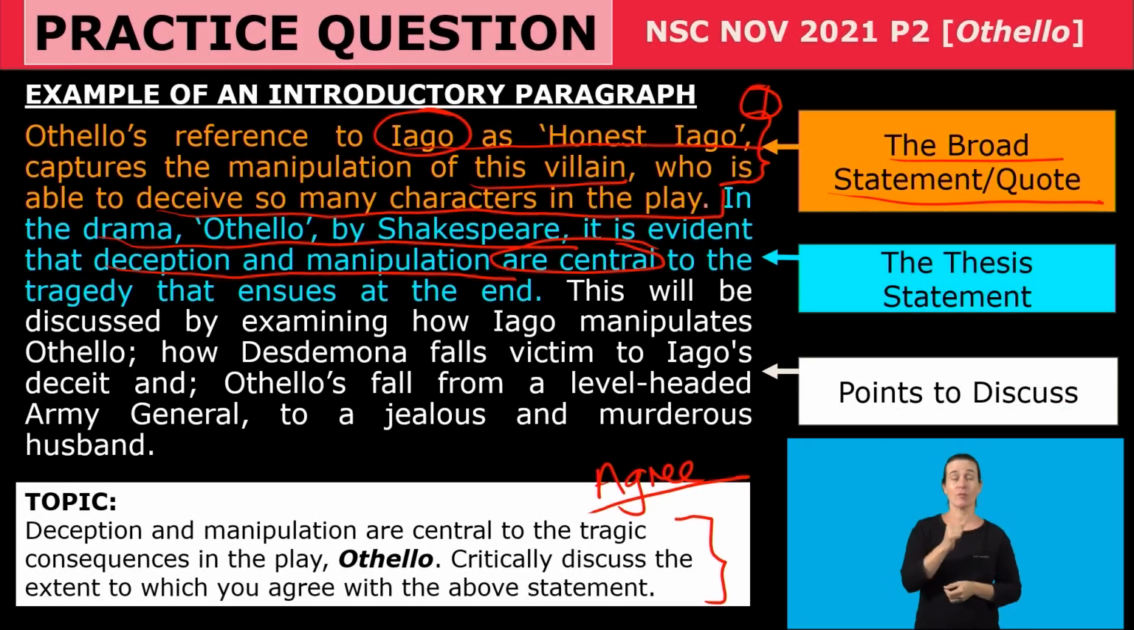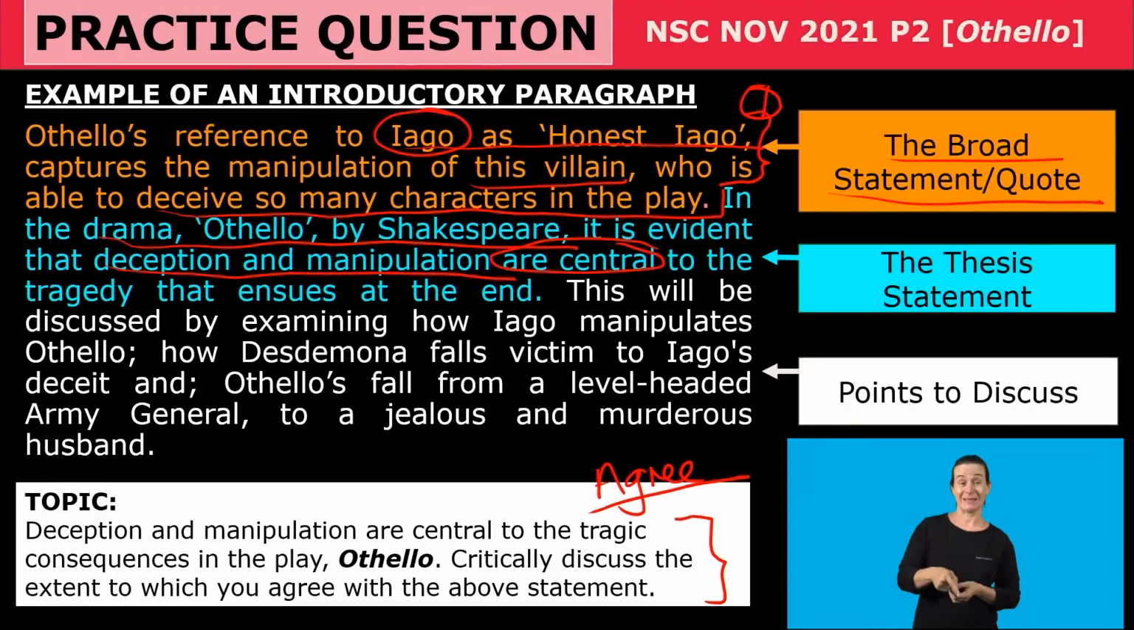Points to discuss. So how our argument will develop. Firstly, this will be discussed by examining how Iago manipulates Othello. So that's the first body paragraph. The second one, how Desdemona falls victim to Iago's deceit. And thirdly, Othello's fall from a level-headed army general to a jealous and murderous husband. So those are our three body paragraphs.